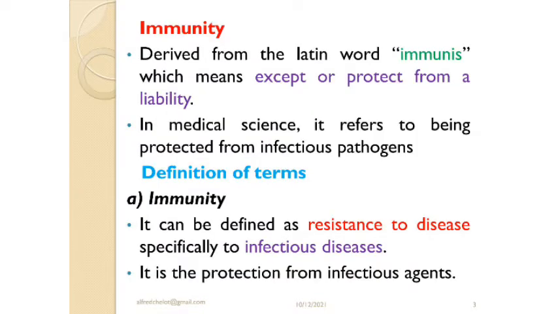So immunity is derived from the Latin word immunis, which means exempt or protected from a liability. And in medical science, immunity refers to being protected from infectious diseases or infectious pathogens. So we can define immunity as resistance to disease, specifically to infectious diseases, and it is the protection of the host from infectious agents.